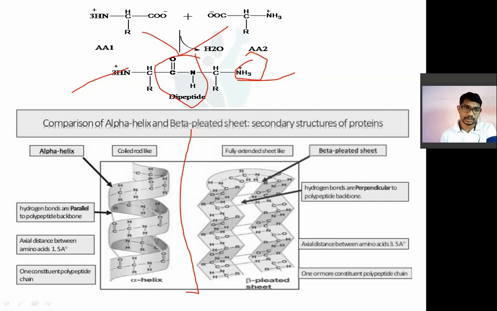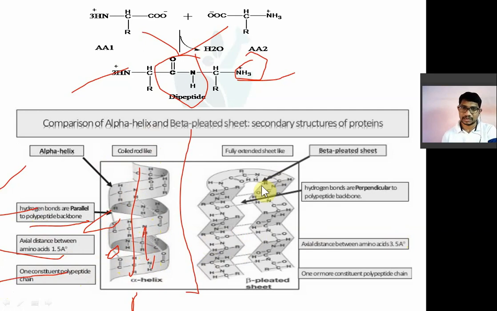First one is nothing but the alpha helical structure of protein. So you can see here is nothing but the helix, one spiral structure. It is known as the alpha helical structure of protein, and it is stabilized by hydrogen bonds. In the alpha helical structure, hydrogen bonds are parallel to the polypeptide backbone. The axial distance between amino acids is 1.5 angstrom. So here, the distance between these amino acids is 1.5 angstrom. Only one constituent of polypeptide chain is known as alpha helical structure.